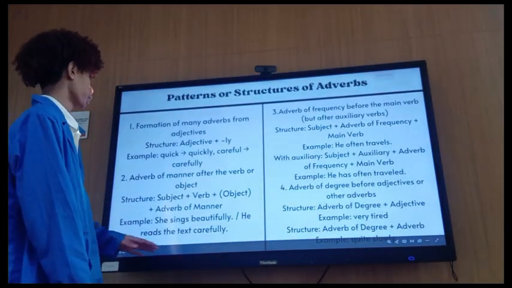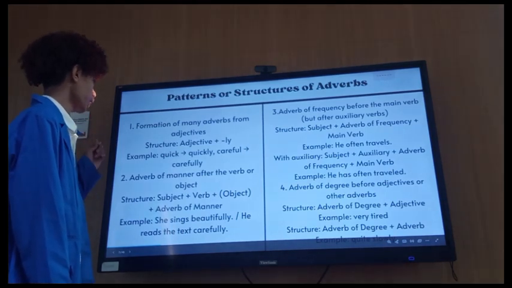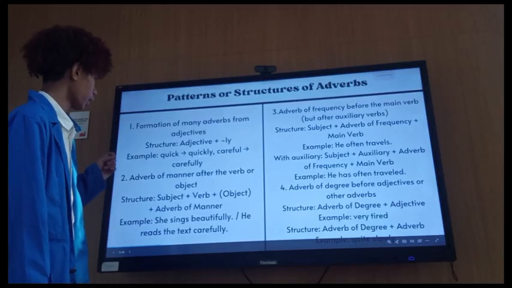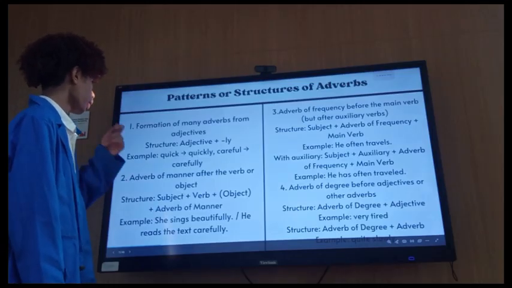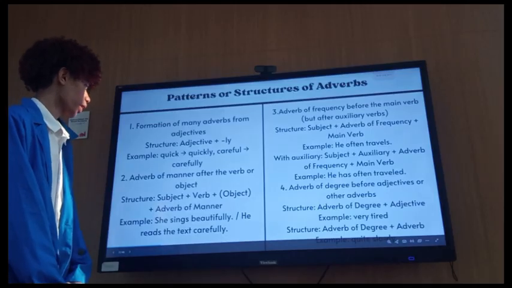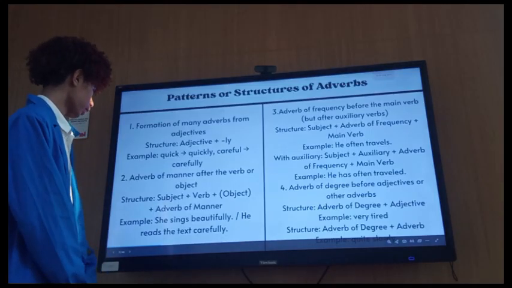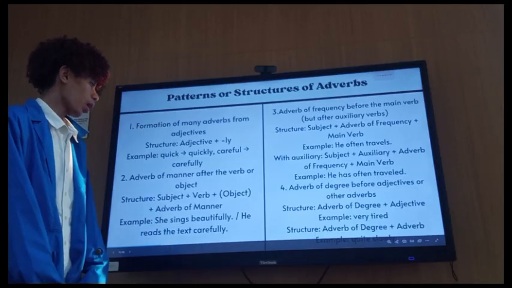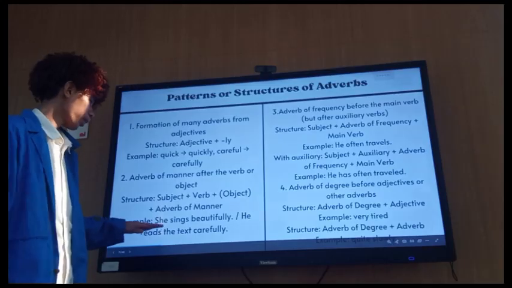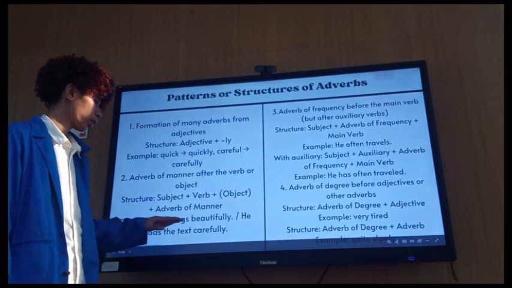Pattern and structure of adverbs. One, formation of many adverbs from adjectives. Example: quick, quickly; careful, carefully. Two, adverbs of manner after the verb or object. Structure: subject plus verb plus object plus adverb of manner. Example: she sings beautifully. He reads the text carefully.